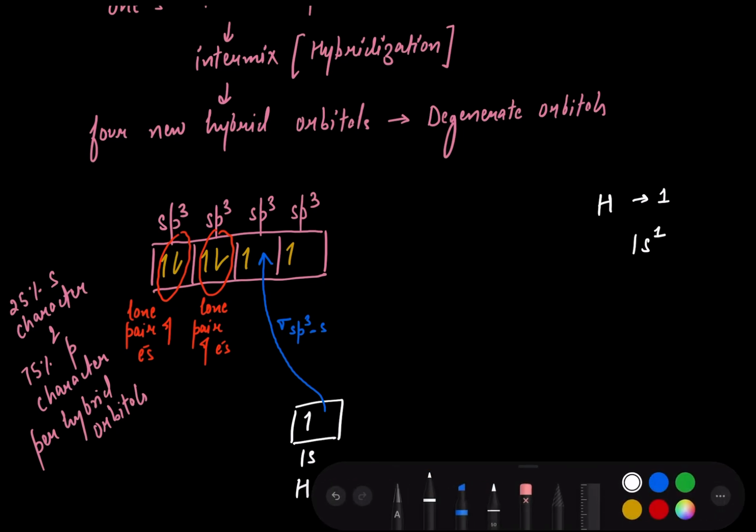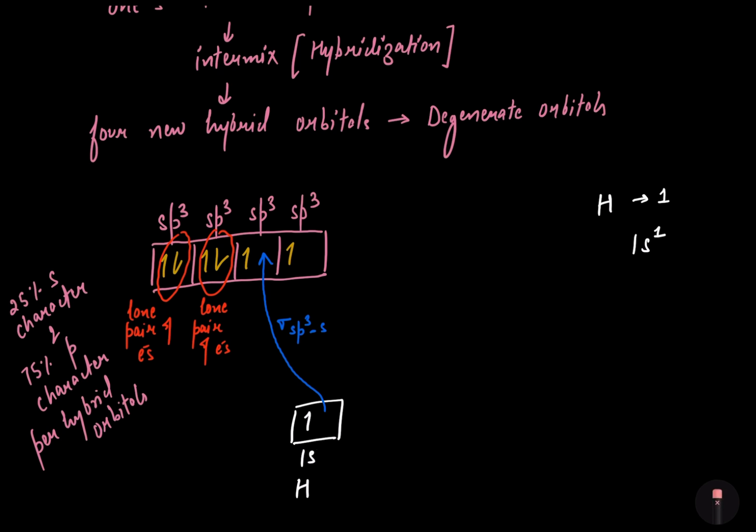Now we were having a total of two hydrogens. So let's make the second hydrogen. In the second hydrogen also, we are going to have one orbital in the s subshell whose configuration will be 1s1, that's for hydrogen, as it has one electron.